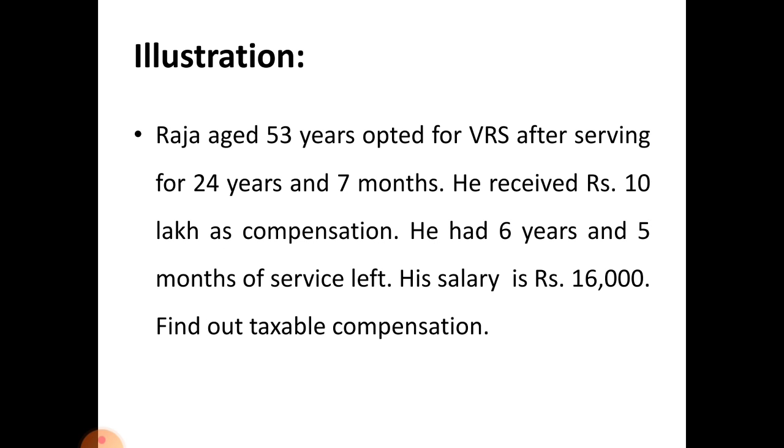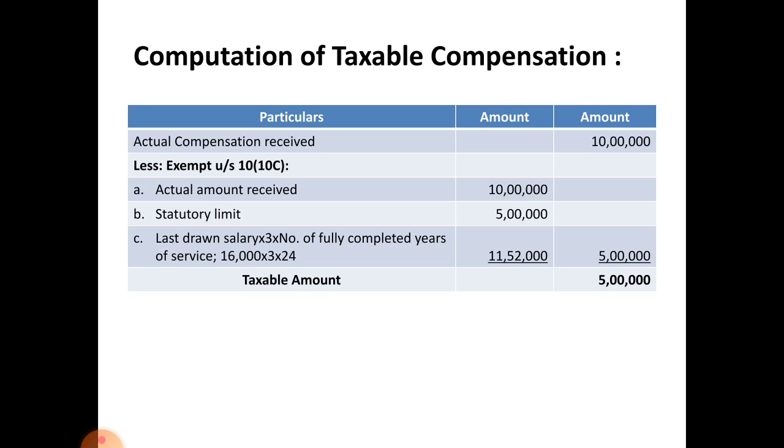See this problem. Raja, aged 53 years, opted for VRS after serving for 24 years and 7 months. He received rupees 10 lakhs as compensation. He had 6 years and 5 months of service left. His salary is rupees 16,000. Find out the taxable compensation received at the time of voluntary retirement of Mr. Raja, aged 53 years. Let us solve this problem. Computation of taxable compensation.